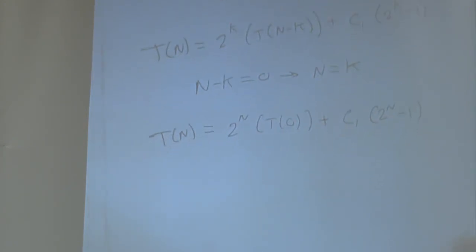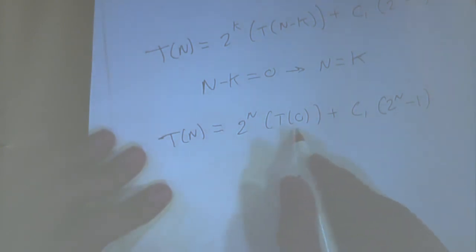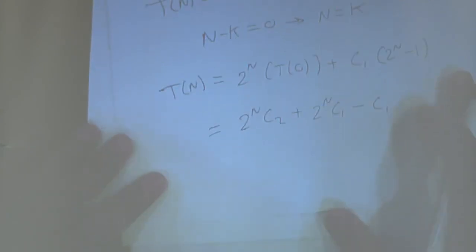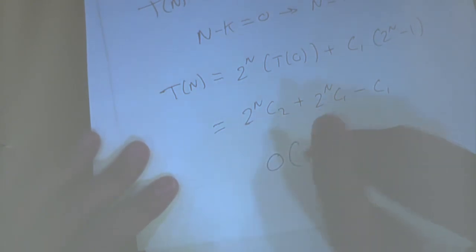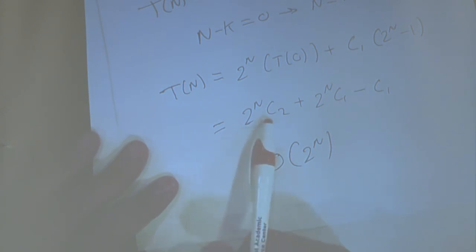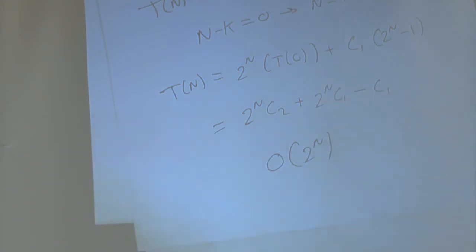So let's resolve T of 0 and make this more simplified. So T of n is C2 times 2 to the n plus C1 times 2 to the n, then minus C1. If we do the big O of this, we drop the constants and we're left with 2 to the n times a constant plus 2 to the n times a constant, which is just big O of 2 to the n.